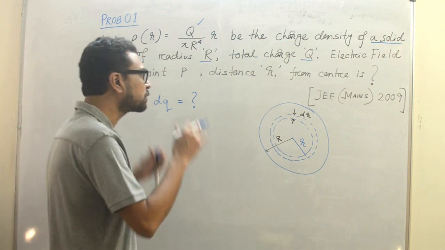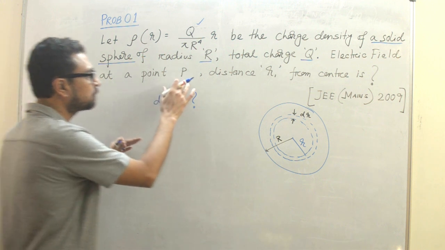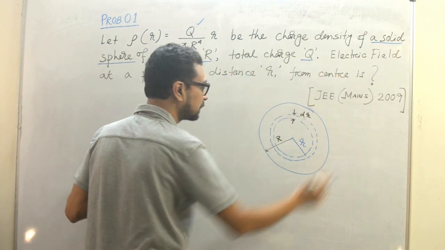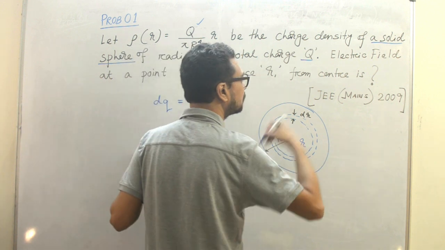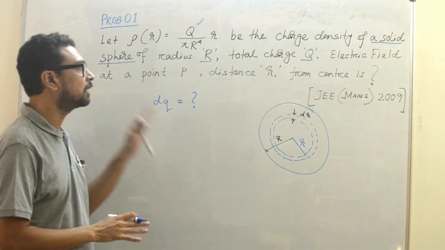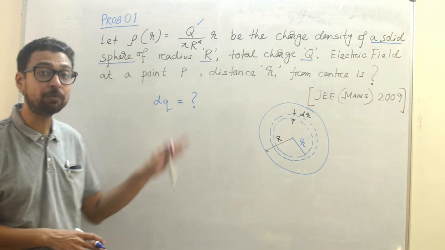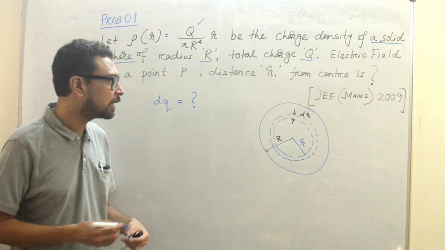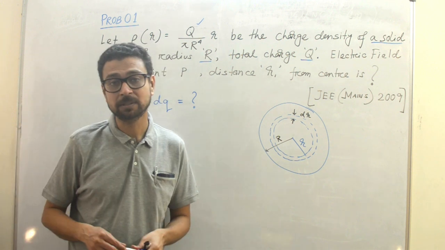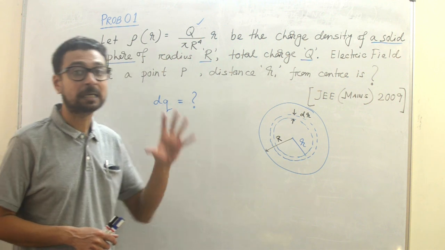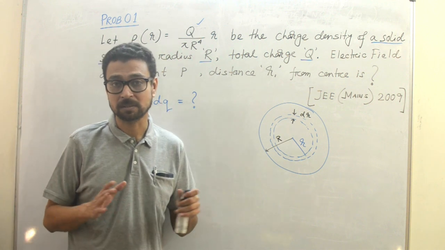Anyways, we have to calculate the electric field at a point P which is at a distance r1 from the center. Whether it is outside or inside, they have not mentioned. They have just mentioned that we have to find out the electric field at a distance r1 from the center. And this problem actually came in JEE Mains 2009. It was AIEEE at that time. But this is a very interesting and conceptual problem based on Gauss's theorem.